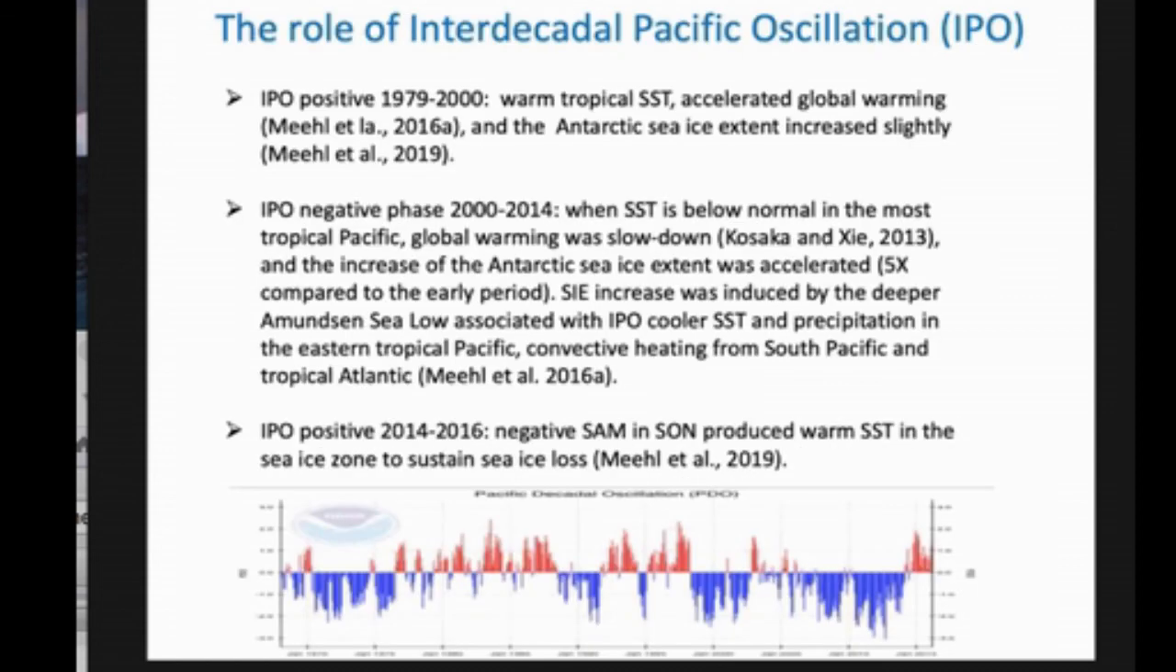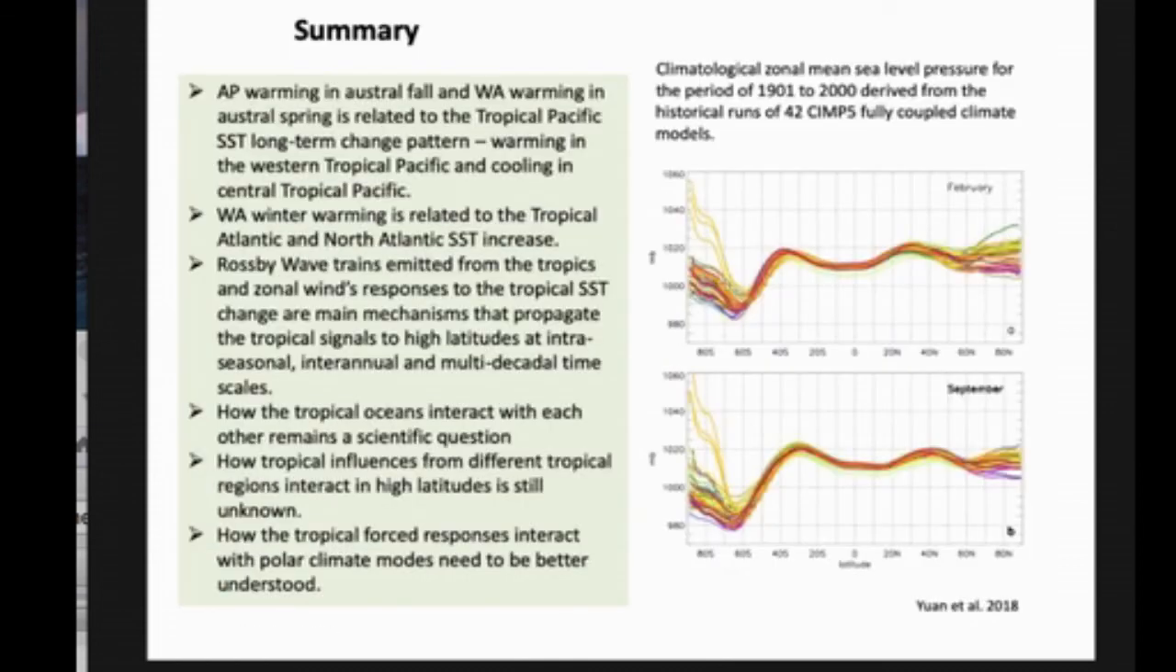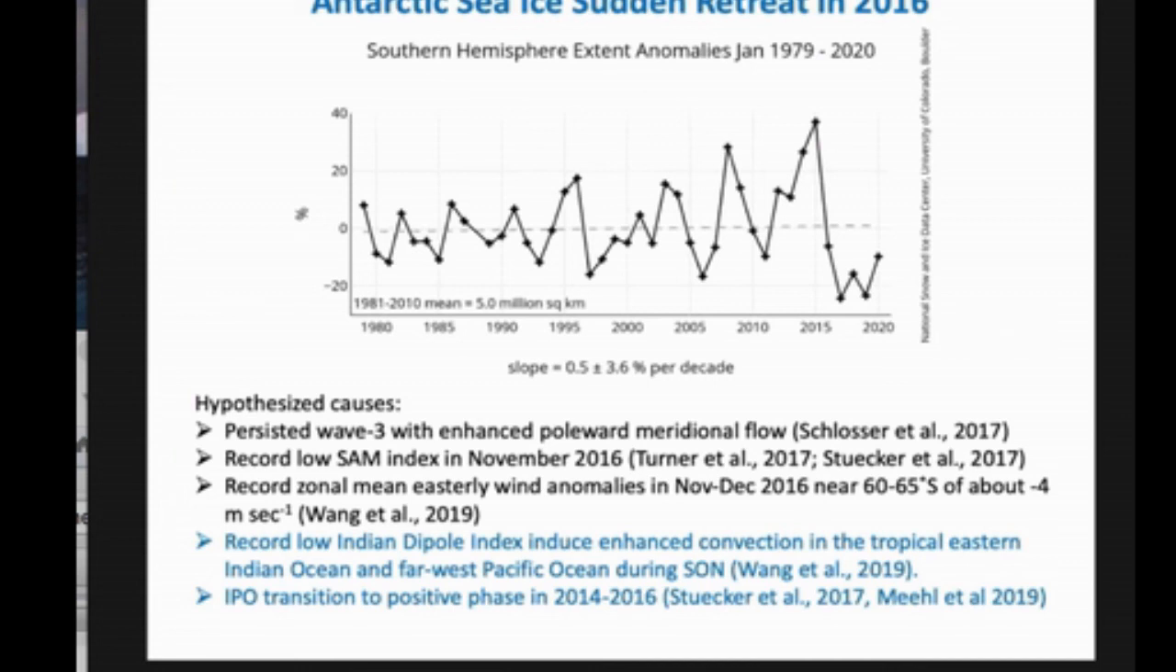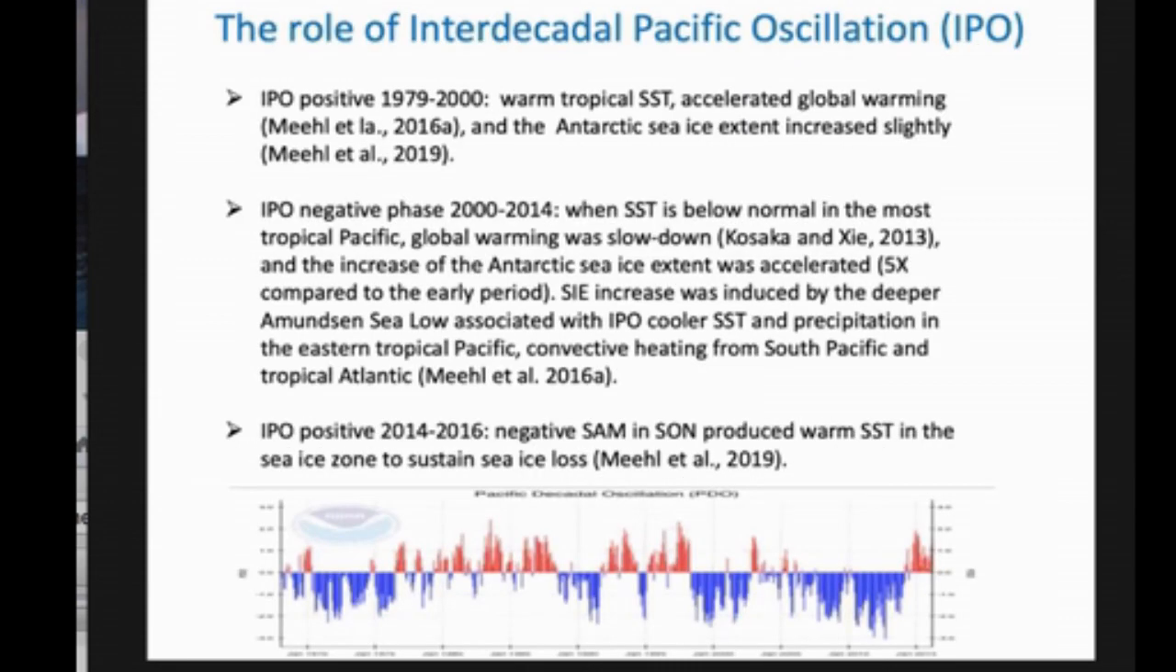Okay, let's skip. We have a story to talk about, why the sudden change of sea ice, and it also has a tropical impact, but due to the time, I'm not going to talk about that.